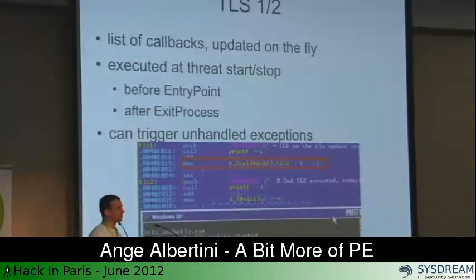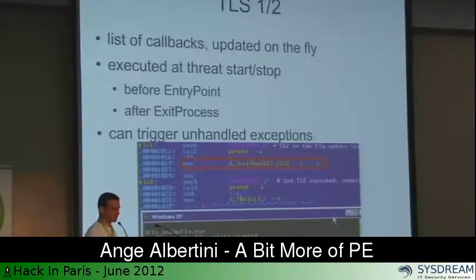TLS is probably one of the most messed up parts of the PE file. TLS is a list of callbacks that are executed one after each other, but the list can be updated on the fly. So for example, here you have a first TLS callback that puts a second TLS callback in the list, so the second TLS will be executed.